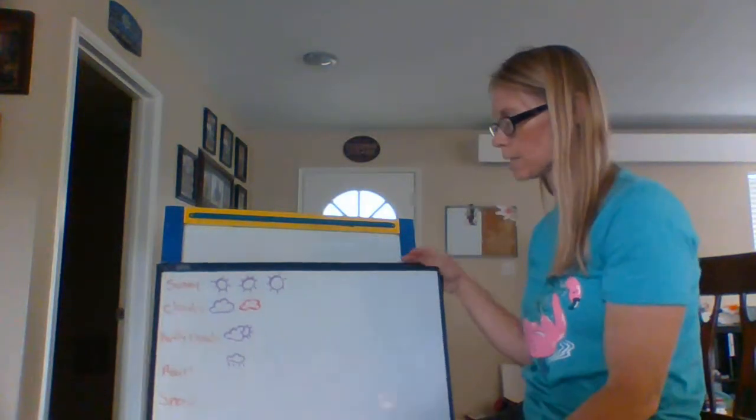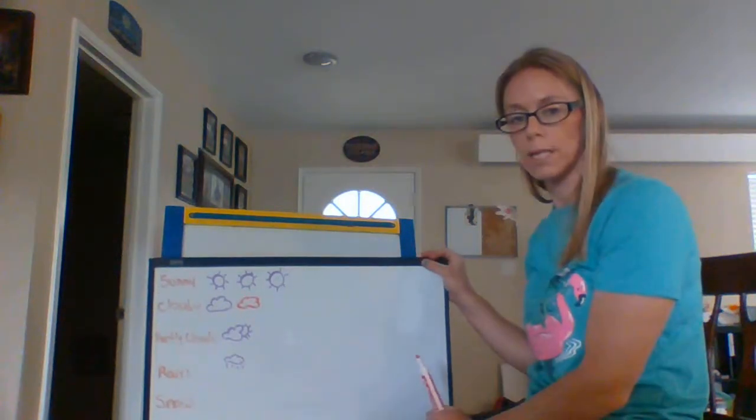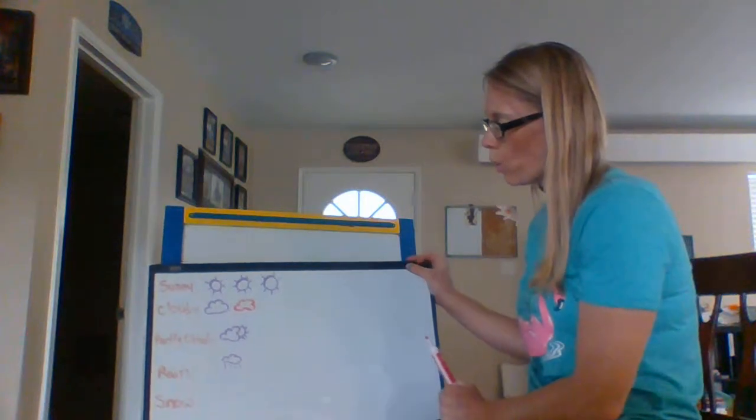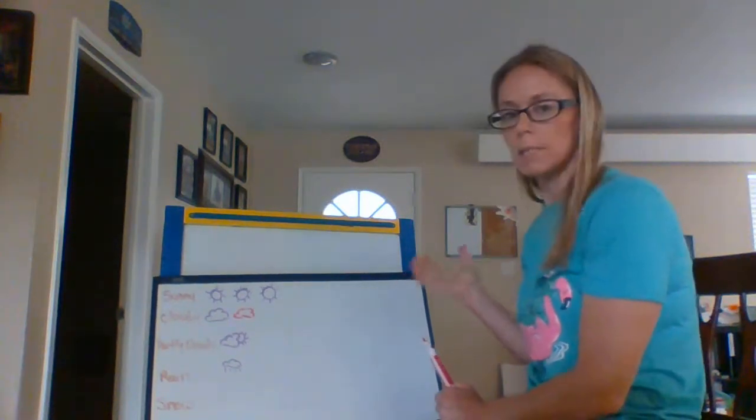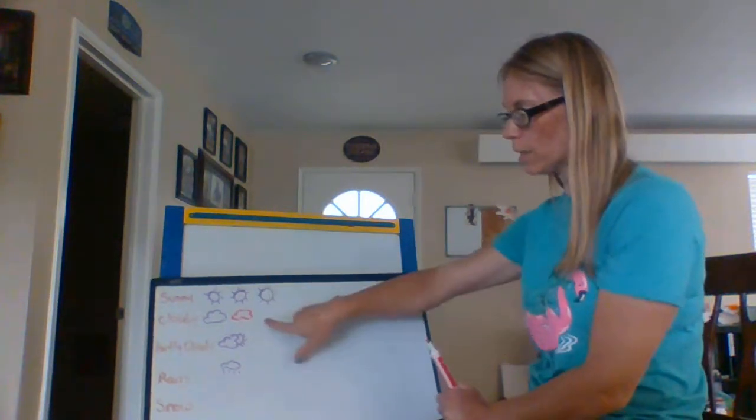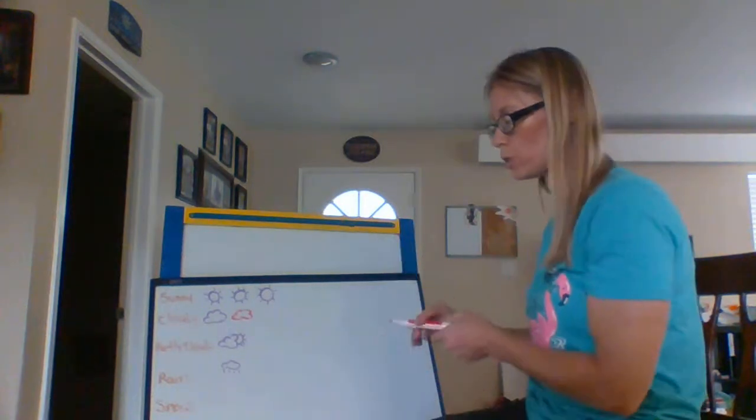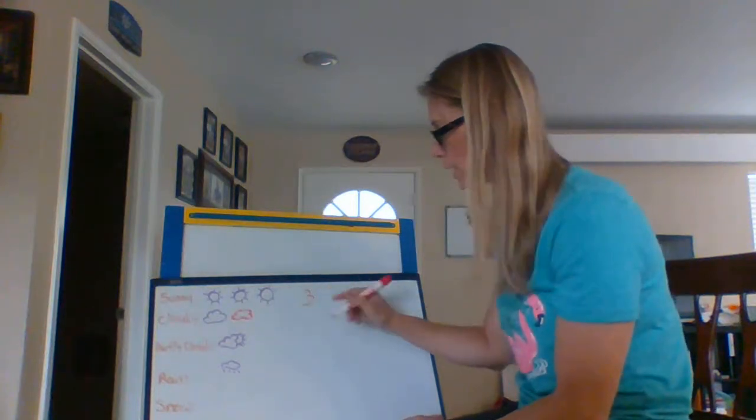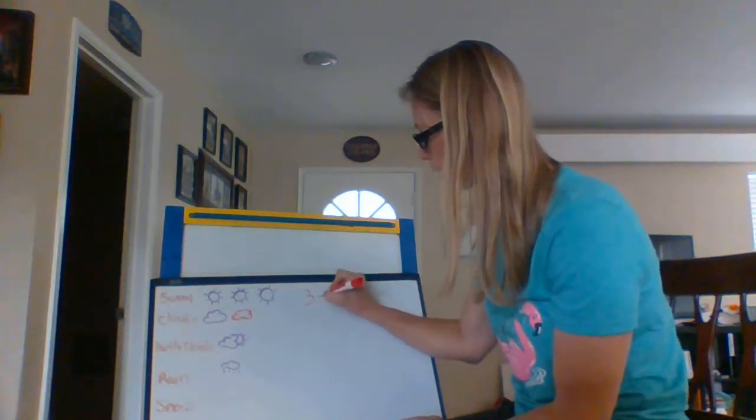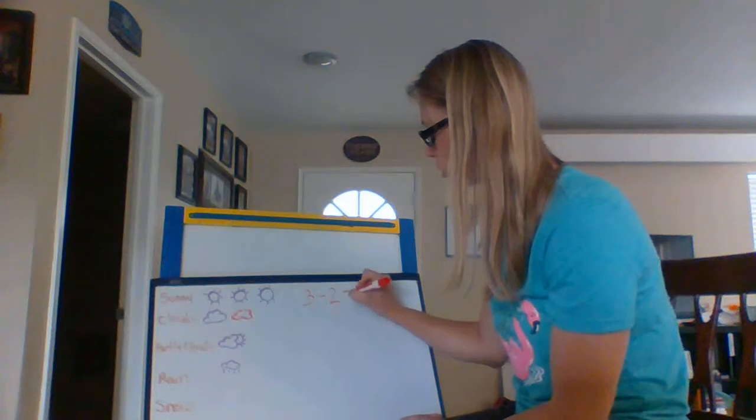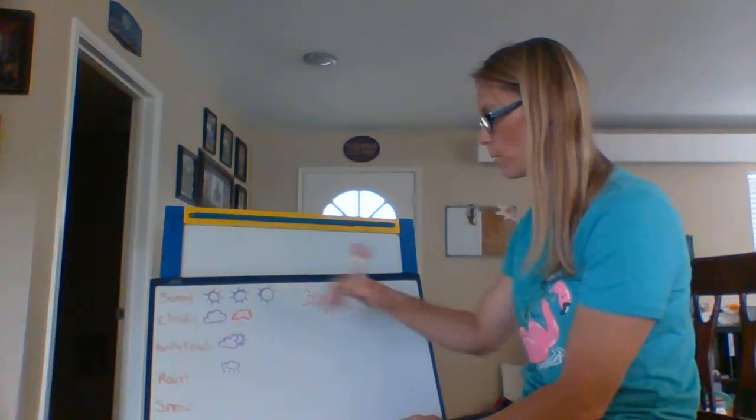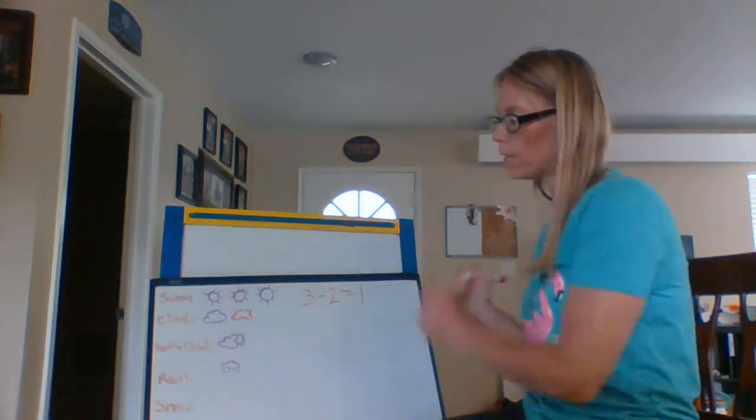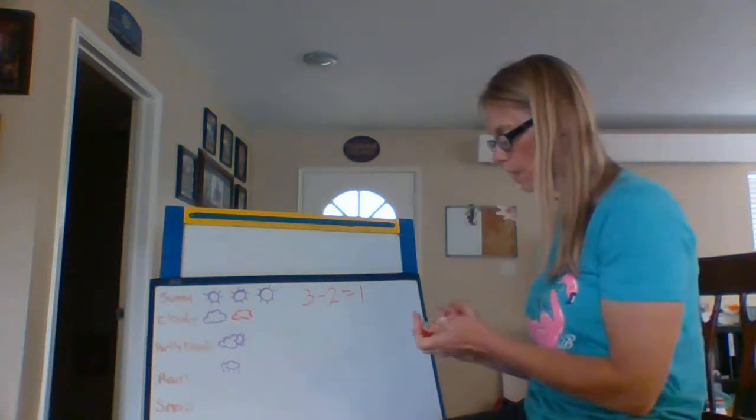So then I could ask them, okay, how many sunny days have we had? Hey, Joey, 3. Then I would ask, how many more sunny days have we had than cloudy days? And if students are confused, then we would go into, well, we had 3 sunny days and 2 cloudy days. To find the difference, we need to subtract our cloudy days from our sunny days. The answer is 1. We have had 1 more sunny day.